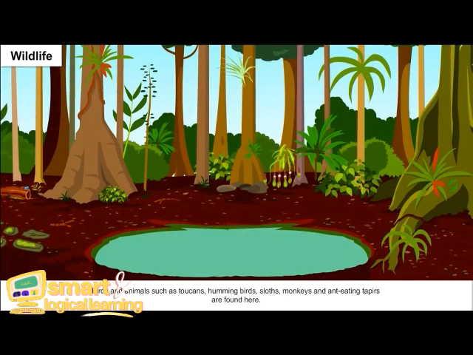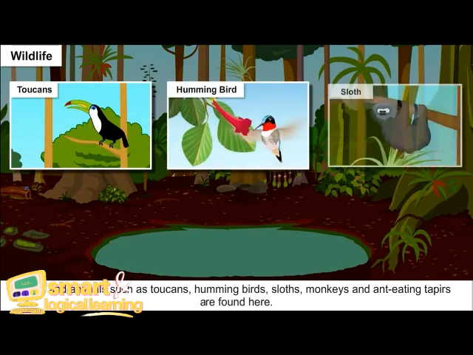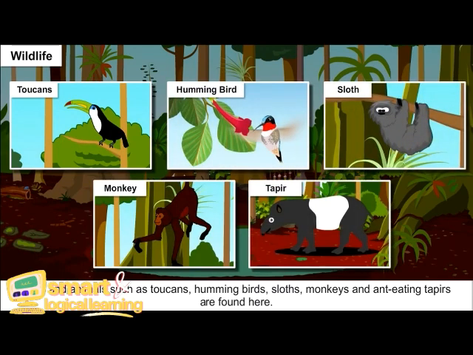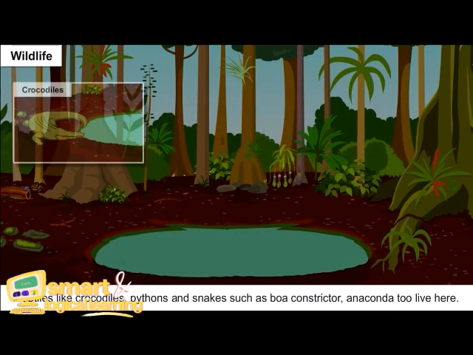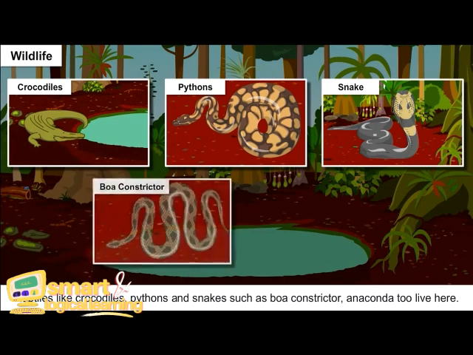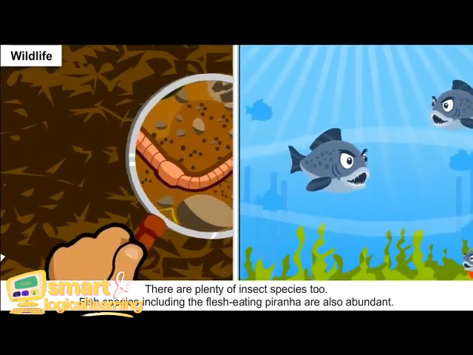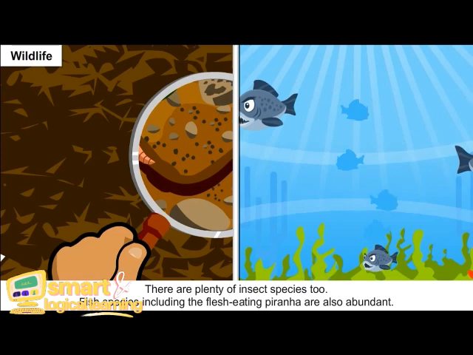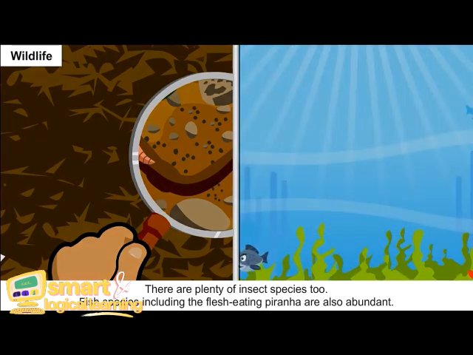Wildlife. Birds and animals such as toucans, hummingbirds, sloths, monkeys and ant-eating tapirs are found here. Reptiles like crocodiles, pythons and snakes such as boa constrictor, anaconda too live here. There are plenty of insect species too. Fish species including the flesh-eating piranha are also abundant.